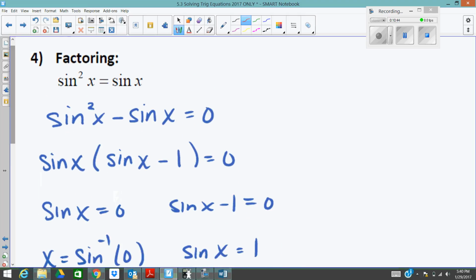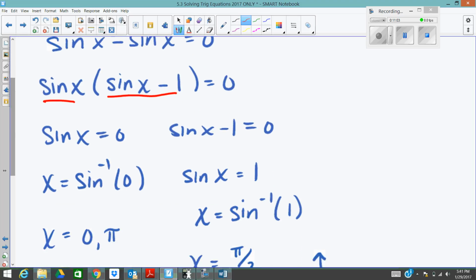Here's another example where we may have to factor. So I have sine squared of x equals sine of x, so I'm going to subtract sine of x over, factor out a sine, so I get sine of x times sine of x minus 1. So we have our two factors, which I can set equal to 0. So we get sine of x equals 0, and sine of x minus 1 equals 0.